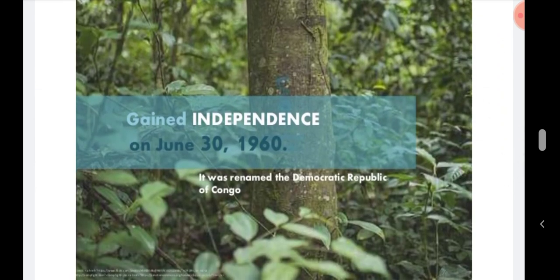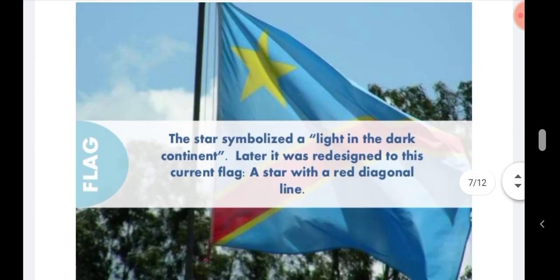The Congo gained independence on June 30, 1960, and it was named the Democratic Republic of Congo. So Congo gained independence on June 30, 1960, and India gained independence on 15 August 1947.